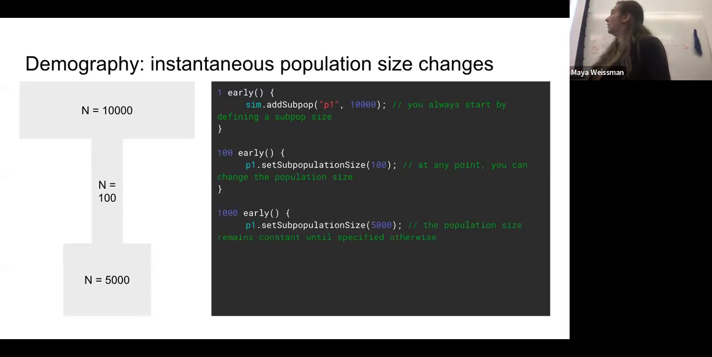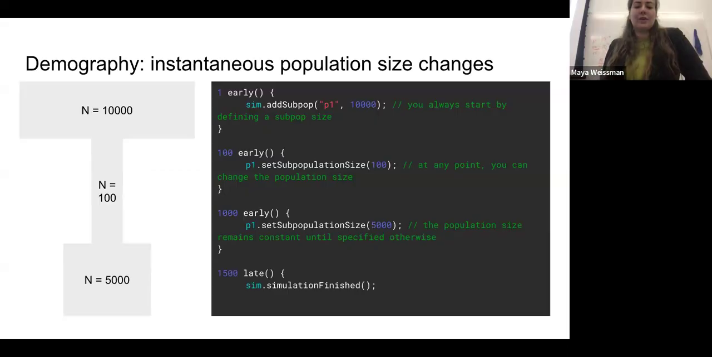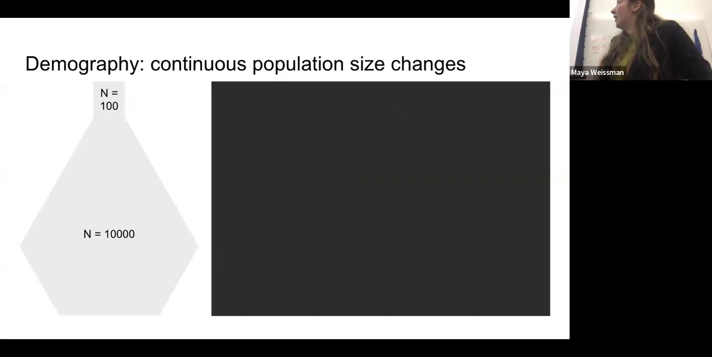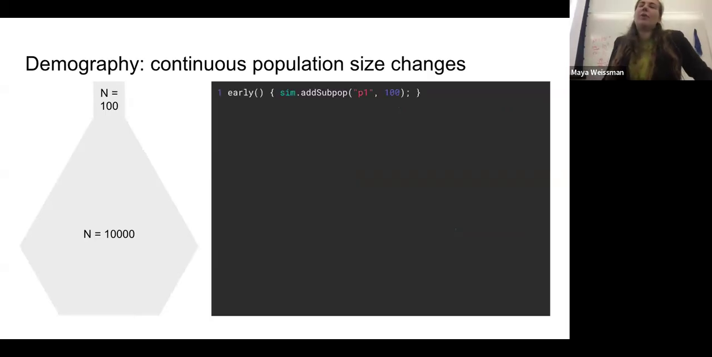So at a later generation, I'm going to change it again to a bigger number. That's really all you need to do to change population sizes instantaneously. And then I finish the simulation. If you want to continuously change population sizes, it's also very easy. We're going to change the population size every single generation, but we're going to do it using an equation rather than manually changing it every generation, because that would be annoying.